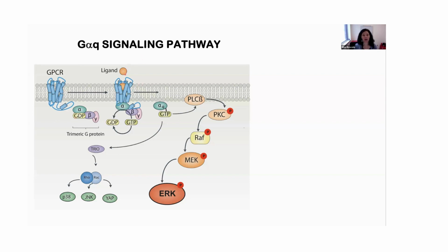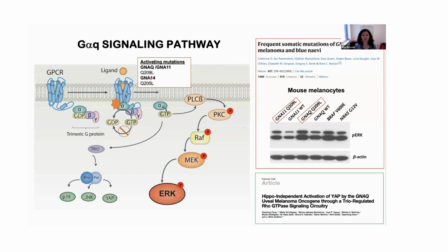When a ligand binds the G protein coupled receptor, the G alpha subunit dissociates from the beta and gamma, and GDP gets converted to GTP. This allows for signaling. And what we know about the GNAQ Q209L mutation is, first of all, computational studies have shown that the conformational change of this mutation induces impaired binding of the G alpha subunit with beta and gamma.